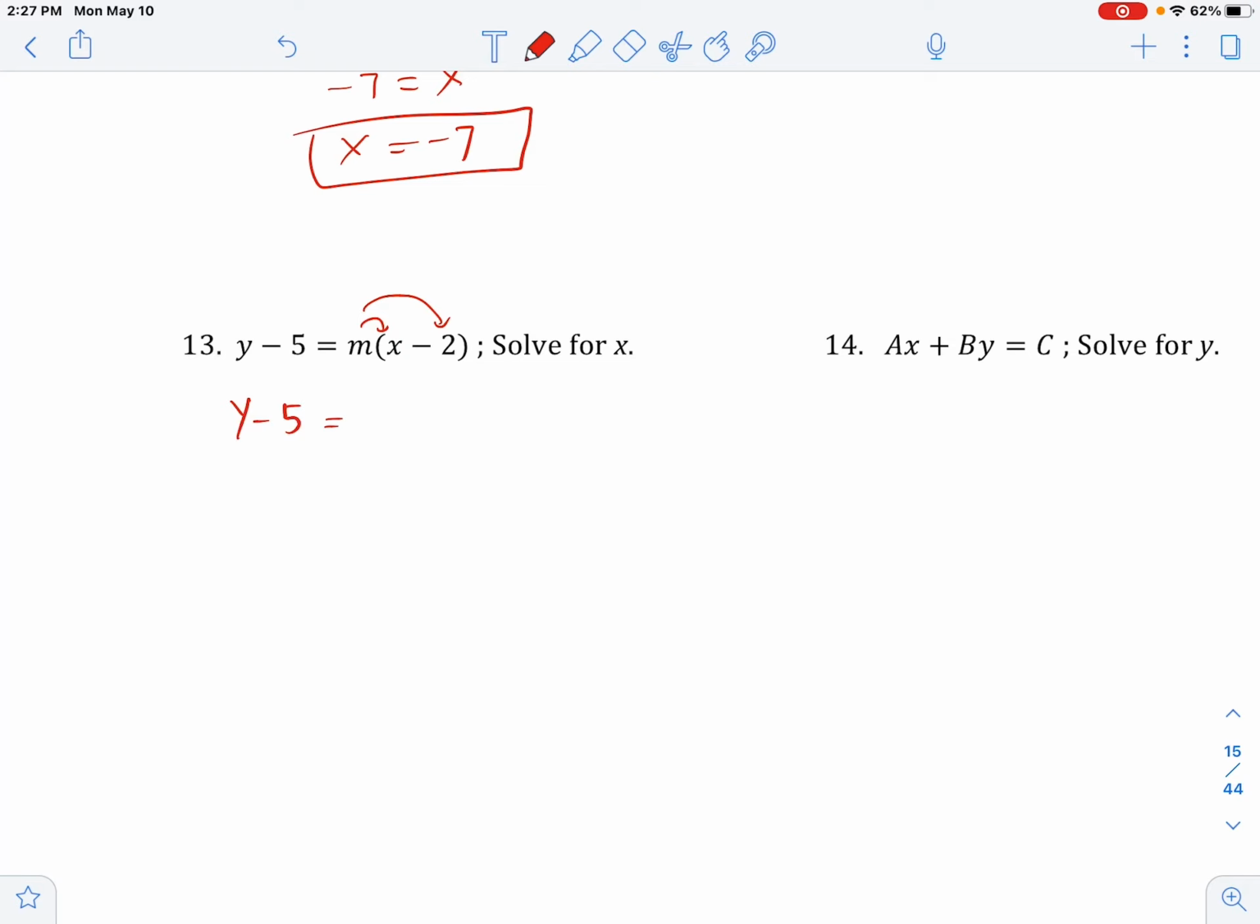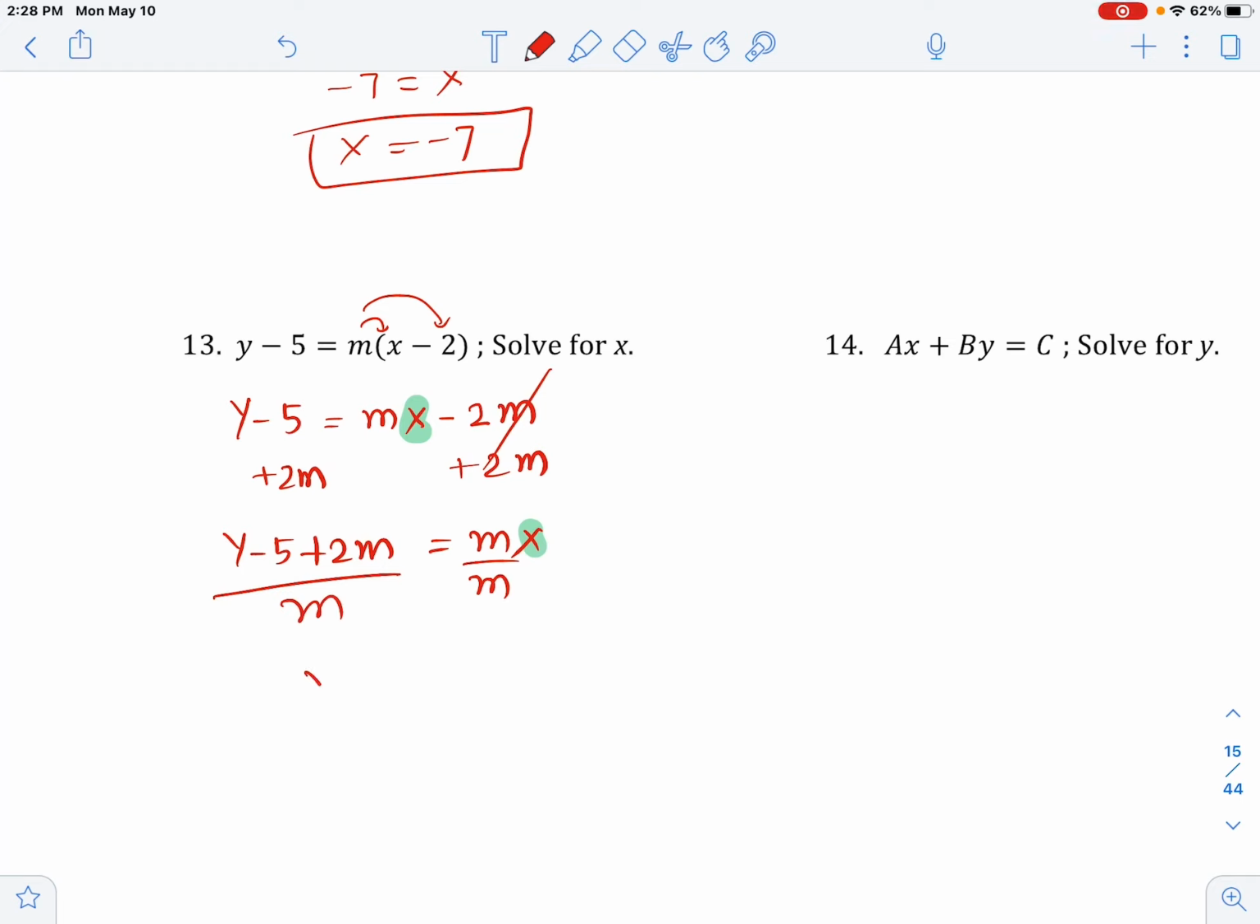So y minus 5 is equal to mx minus, you distribute it, 2m. Then you have to solve it for x because you have to isolate variable x, so you have to get rid of everything. So y minus 5, and I have to add 2m to both sides. It becomes y minus 5 plus 2m is equal to mx because this is gone. Then I have to isolate x, so I divide by m on both sides. So my x is equal to y minus 5 plus 2m over m.